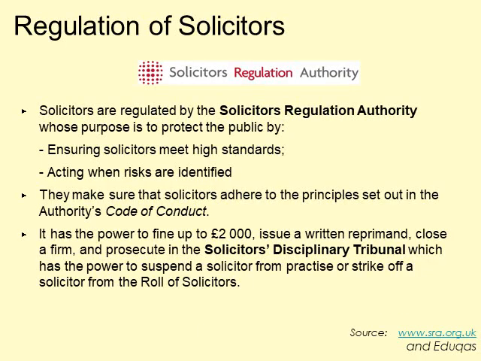So thinking more specifically about regulation of solicitors, as I say, this is done by the Solicitors Regulatory Authority, or the SRA. Their purpose is to protect the public by ensuring that solicitors meet high standards and acting where risks are identified. The SRA makes sure that solicitors adhere to the principles set out in the SRA Code of Conduct. The SRA has the power to fine solicitors up to £2,000, issue a written reprimand, which is a telling off, close a firm down, and prosecute in the Solicitors Disciplinary Tribunal, which has the power to suspend a solicitor from practice or strike them off the roll of solicitors. So very wide-ranging powers here.